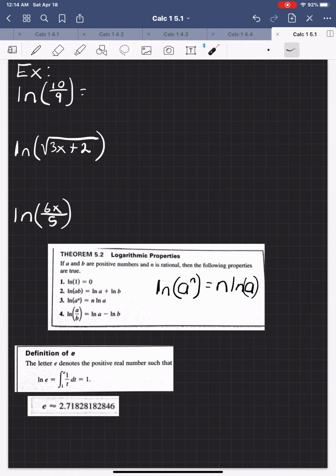Okay, now let's go ahead and practice a few of these really quickly. This shouldn't take us long. So ln of 10/9, that's just a quotient rule, right? That would be ln of 10 minus ln of 9. Very simple.